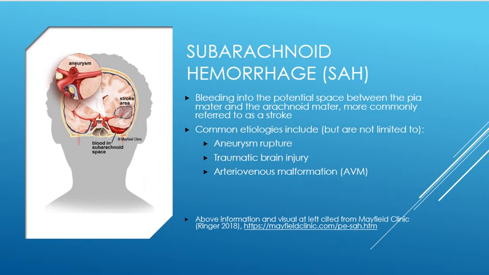So a subarachnoid hemorrhage is just more commonly known as a stroke. It's bleeding into the space between the arachnoid mater and the pia mater. And though the etiology of our donor's subarachnoid hemorrhage was unclear, the most common etiologies that contribute to it are rupture of an aneurysm, traumatic brain injury, and arteriovenous malformation.